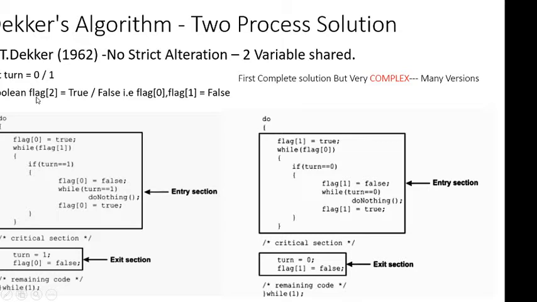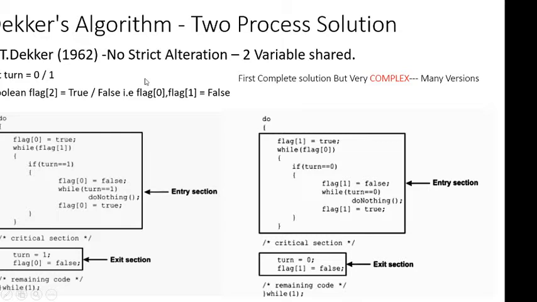Say for example the numbering is from 1, so flags 1 and 2, not 0 and 1. So flag 0 is set to false and flag 1 is also set to false, which means process 0 is saying it is not going into the critical section right now, and process 1 is also saying it is not going in right now. So what is the difference between strict alteration and Dekker's algorithm? In Dekker's algorithm there is no strict alteration. First you, then me, then you, then me, it is not like that. And here there is also an option given.